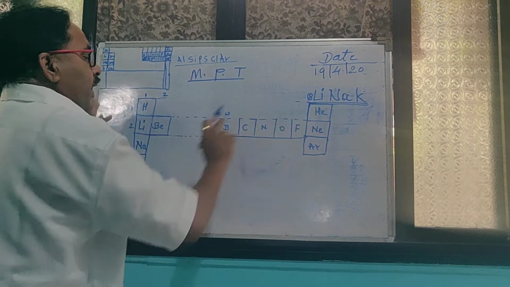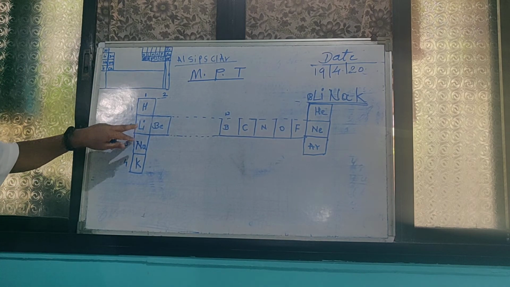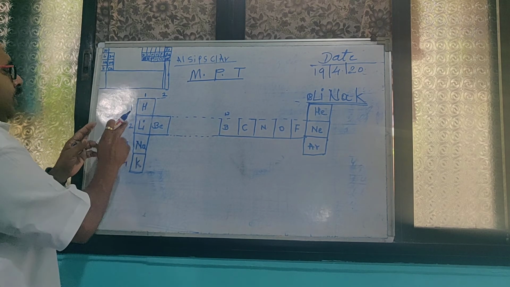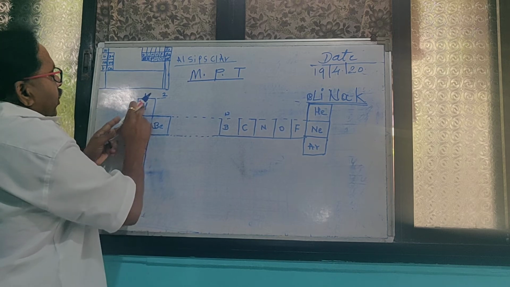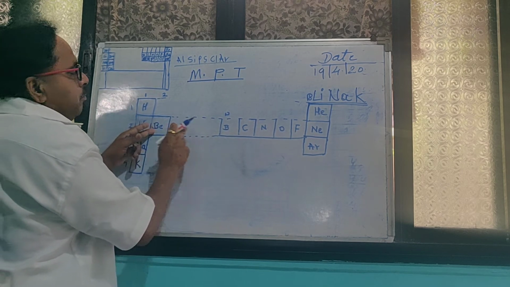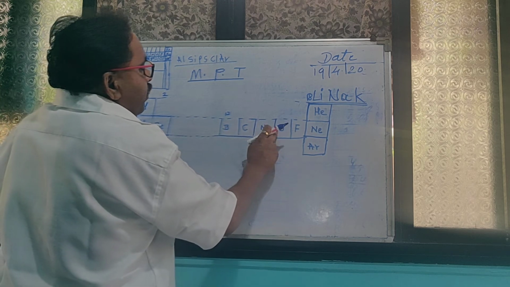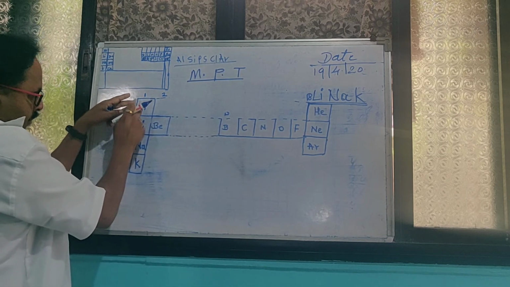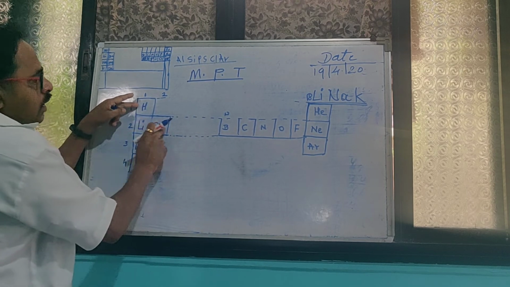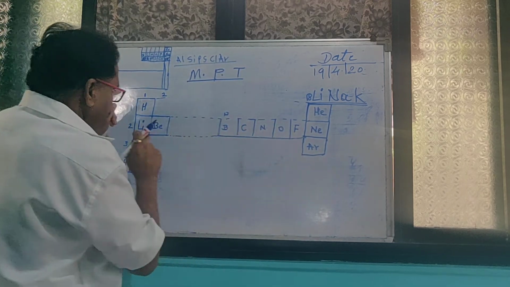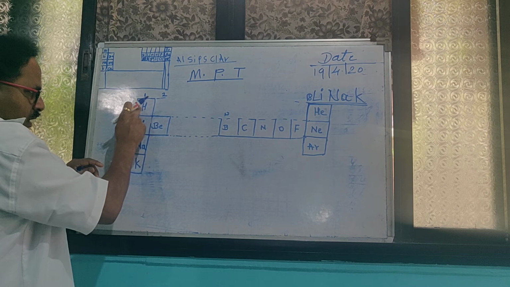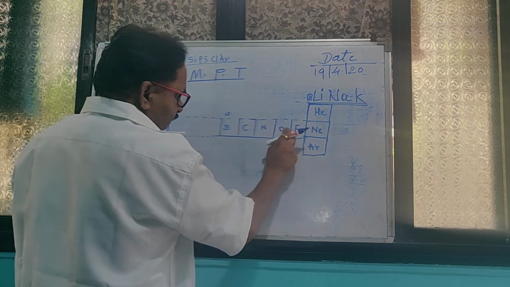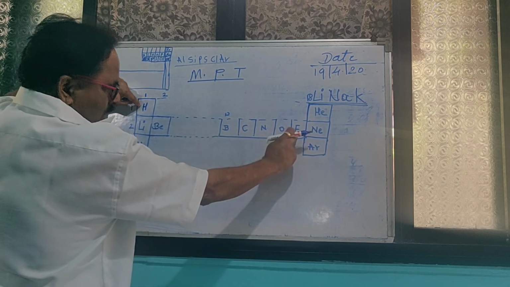In these periods, you should know Newland's octave. If you start from lithium, beryllium, boron, carbon, nitrogen, oxygen, and fluorine is the eighth element. If you see, it is Newland's octave. If you start from 1, 2, 3, 4, 5, 6, 7 and 8, the 8th from hydrogen is fluorine.